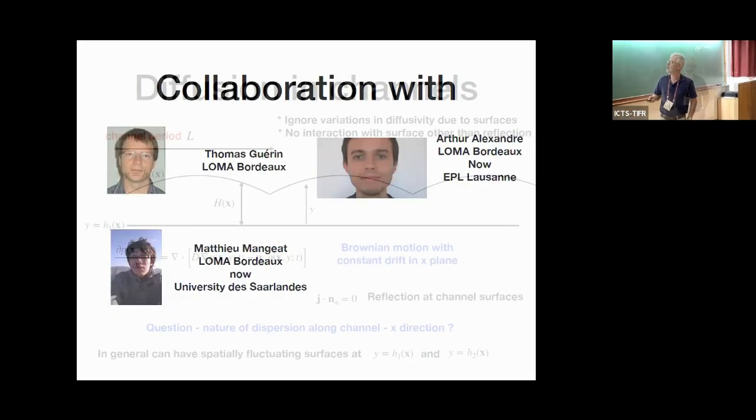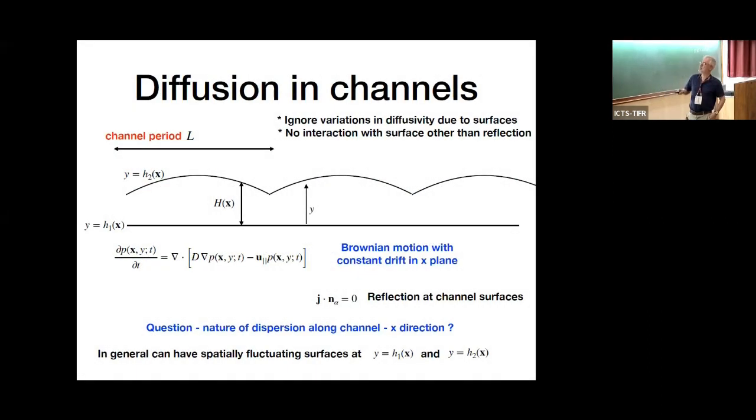Okay, so I'm going to look at the problem of diffusion in a channel. You can think about this as a simple model for a porous medium. In a two-dimensional case, you can just think of having a Brownian particle. I'm looking at Brownian motion in this channel, and it has two surfaces, one given by y equals h1, and the other given by y equals h2.